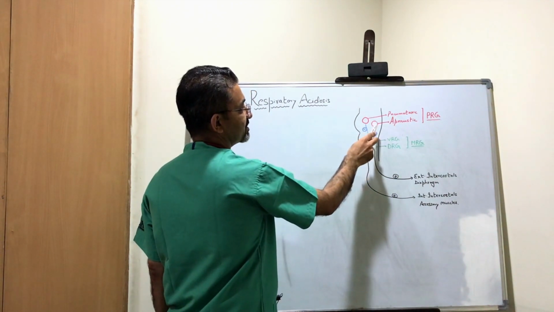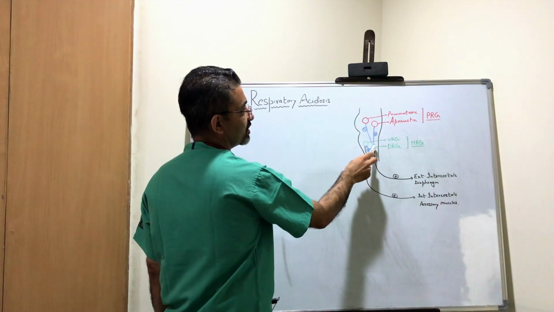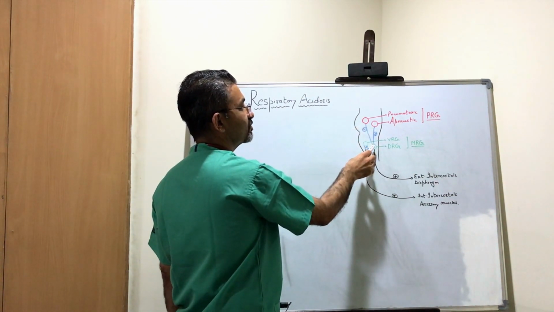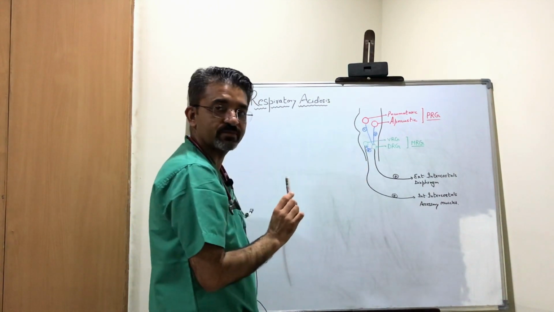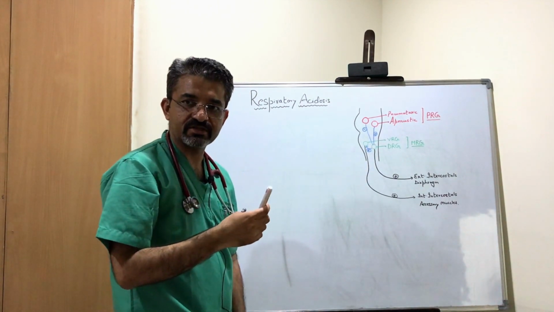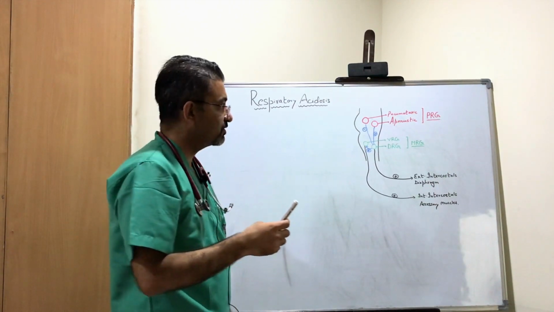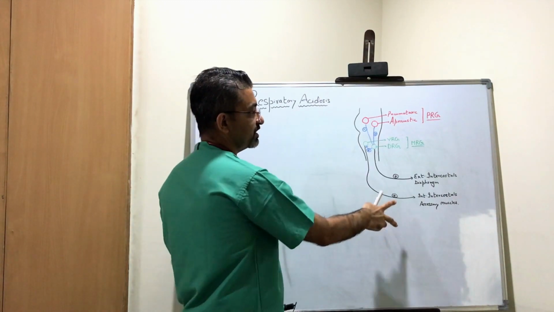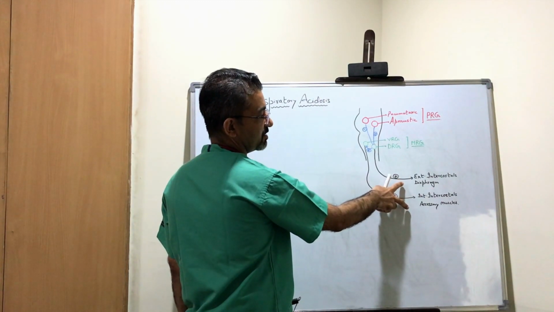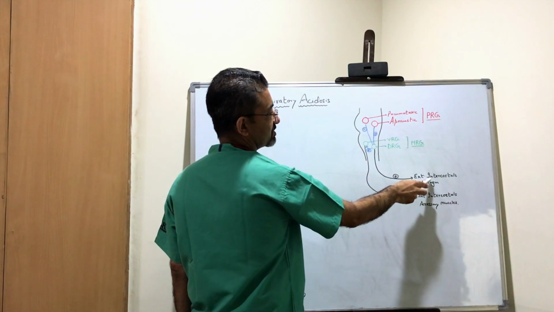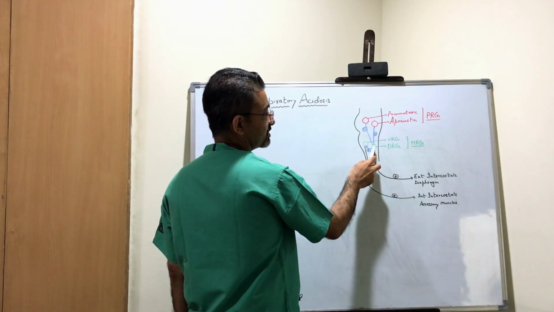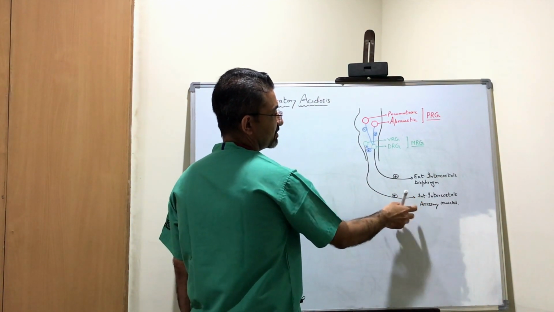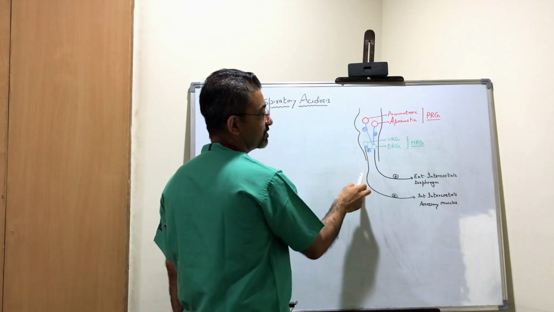So apneustic center has a positive influence over dorsal respiratory group, whereas pneumotaxic center has a negative influence over your dorsal respiratory group. When you start your respiration by inspiration, it is the dorsal respiratory group which starts firing. We have two sets of muscles in our respiratory system. One is external intercostal and diaphragm, which is positively influenced by dorsal respiratory group, and internal intercostal and accessory muscles, which are positively influenced by ventral respiratory group.